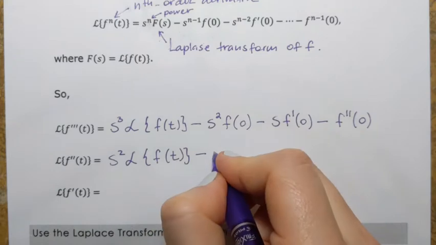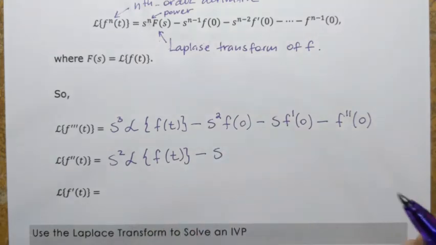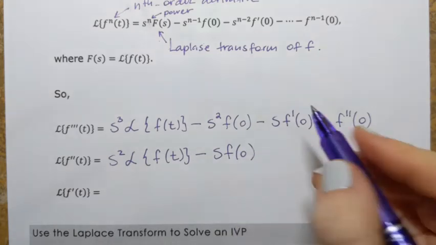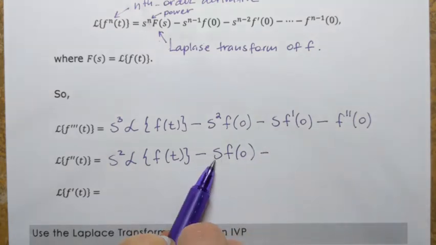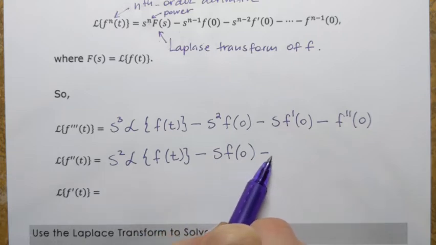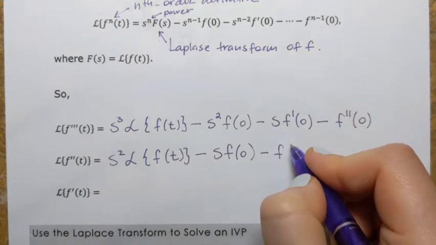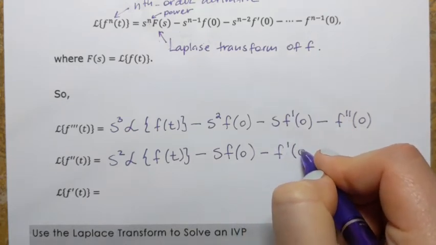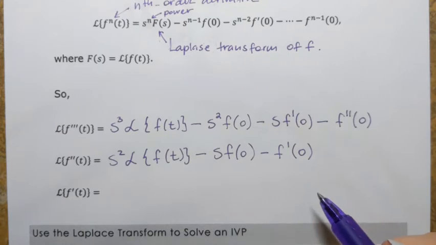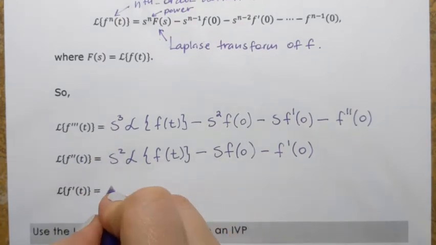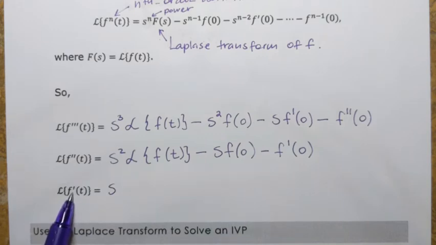And then minus, so I reduce the power of s by 1, so just s to the first power, which is just s, times f of 0. Minus, reduce power of s by 1, that becomes power 0, s to the power 0 is 1, I'm not going to write it, but then I have to multiply it by the first derivative of f, so f prime of 0, and that's where we stop. And finally, Laplace transform of the first derivative is s to the power that matches the order, which is 1.